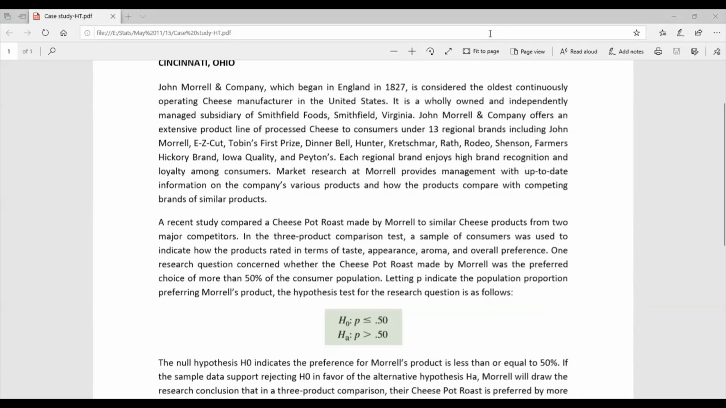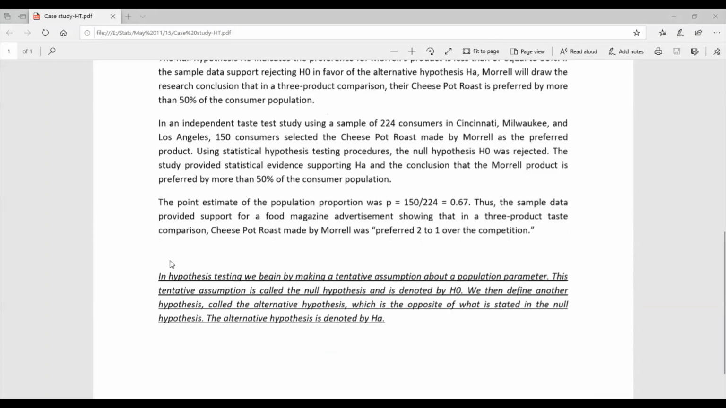Yes, sir. So the last statement is very important in this case study, that in hypothesis testing, we begin by making a tentative assumption about the population parameter, and this tentative assumption is called the null hypothesis, and it is denoted by H0. We then define another hypothesis called the alternate hypothesis, which is the opposite of what is stated in the null hypothesis, and this is denoted by HA, or you can denote it as H1. So H0 and H1, or H0 and HA, whatever notation you want to use.